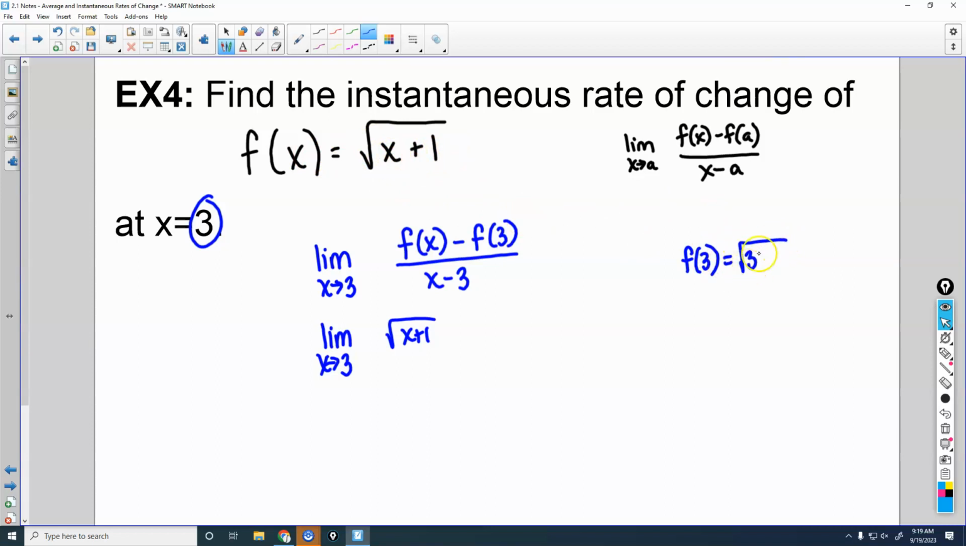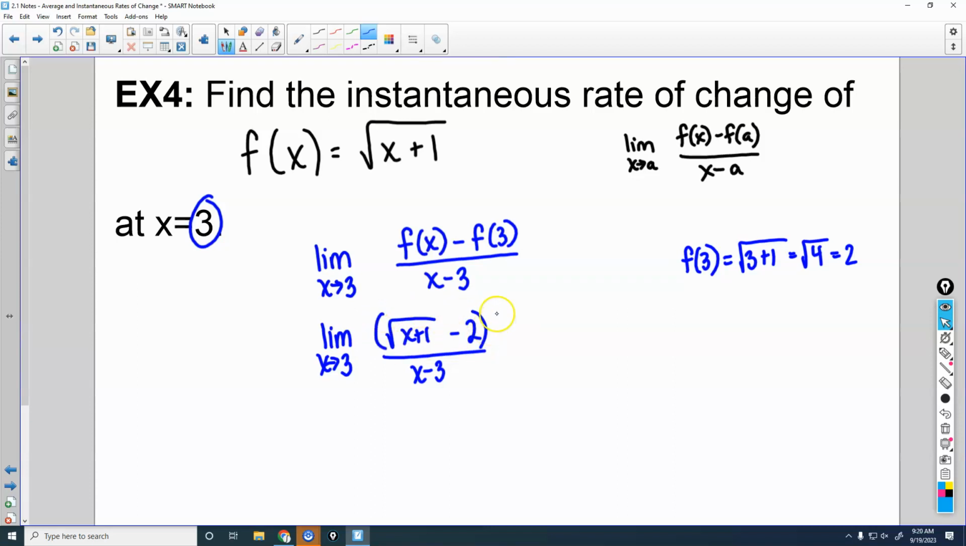So that is the square root of 3 plus 1, which is the square root of 4, which is 2. You can write it over to the side if you want. You don't have to. You can just plug it in as a 2 right there. And then you got x minus 3. Now, if we plug in 3, what are we going to get? 0 over 0. And 0 over 0 is called what? Indeterminate form. It means we got to do something else. So we need to solve this limit. How would we solve this limit? What would we do to figure that out?